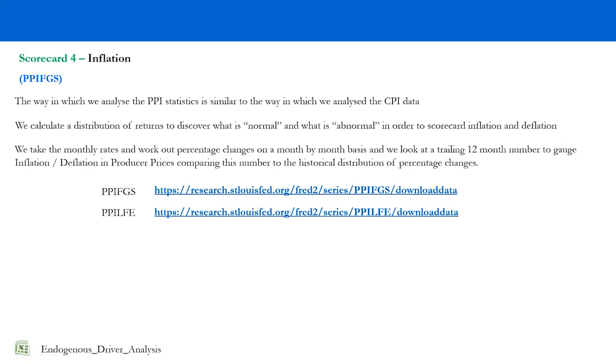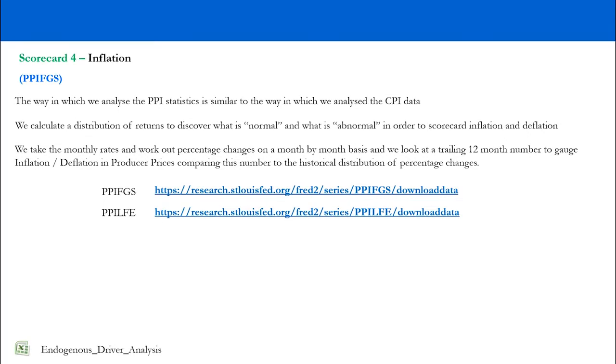Well, we do it in a very similar way to the way in which we analyze the earlier CPI data. We calculate a distribution of returns to discover what's normal and what's abnormal, so we can scorecard inflation and deflation accordingly. We take the monthly rates and work out percentage changes on a month-by-month basis, and we look at a trailing 12-month number to gauge inflation or deflation in producer prices and compare the number to the historical distribution of percentage changes. So you should be getting very familiar with the process here, how we analyze our economic data.